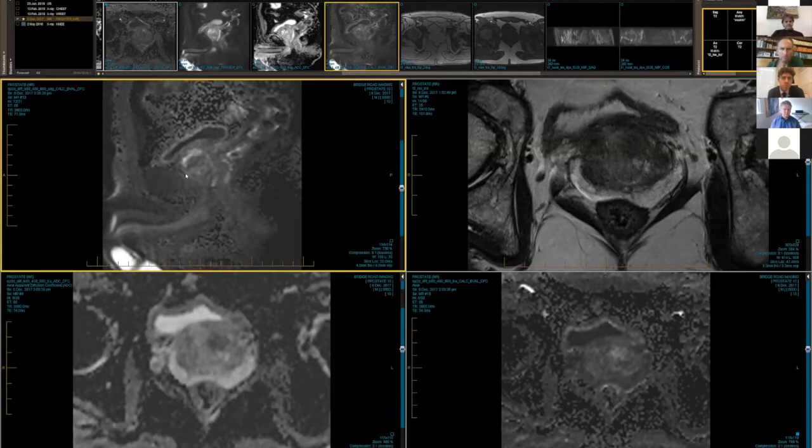So we've got this measured as 2 centimeters in size in this prostate that's 50 cc in size. So this is a PIRADS 5 lesion, although it looks almost like a PIRADS 2 lesion on the T2. So the diffusion is also very important in the transition zone as well as the peripheral zone. But in the transition zone, the dominant sequence is the T2.